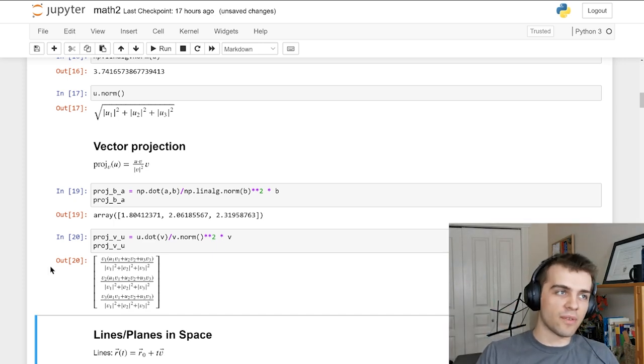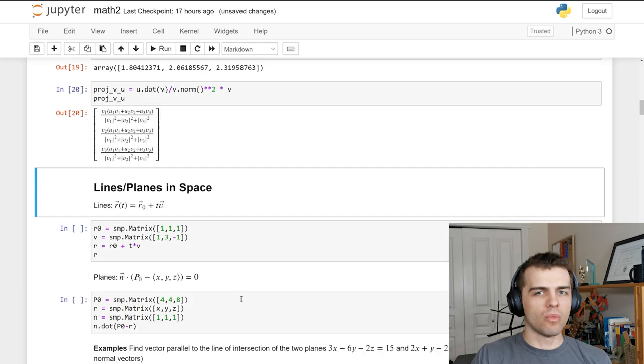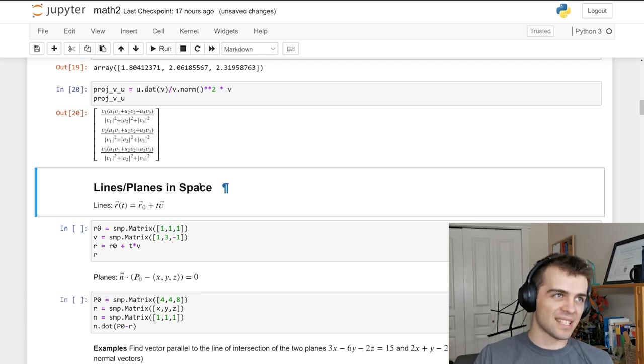And then I can substitute whatever I want into U1, U2, and U3, which are the components of the vector U, and then V1, V2, V3. Once you get that basic understanding of vectors in second year calculus, you then typically start talking about lines and planes in space.